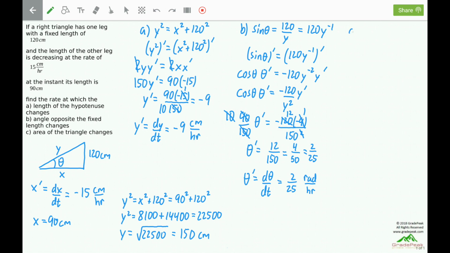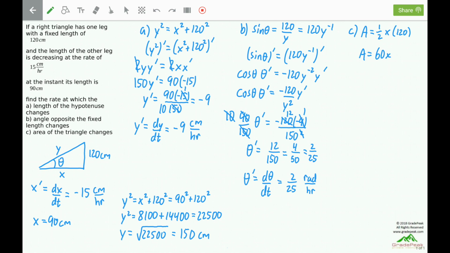For part C, we want to find the rate at which the area of the triangle changes. The area of the triangle has a related variables equation of 1/2 base times height. The base and height are the legs. They're orthogonal to each other. In our picture, our base is an x, so we have 1/2 times x, and then our height is 120. Now the 1/2 and the 120 can multiply each other. 1/2 of 120 is 60, so the area is equal to 60x. And there's our related variables equation.